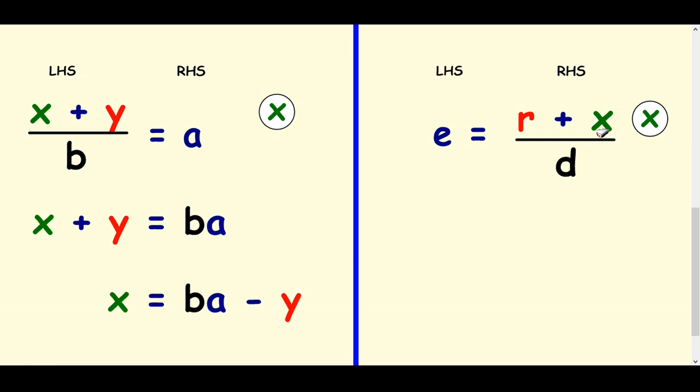Now in this one, e equals r plus x all over d. You can see there the subject is on the right hand side. I don't really want it on the right hand side, I want to make it look like this. So all I'm going to do is make the right hand side the left hand side and the left hand side the right hand side. Just like that. Again, this is absolutely fine to do and we did it in the previous lessons.